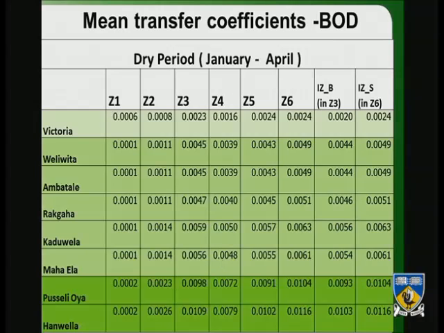And then we calculated transfer coefficients. This is for BOD and DO. I'm just showing only BOD. When I looked at this data, I realized that transfer coefficient means, how I calculated it here, if you put 100 kilograms of BOD in one place, say in zone 1, what is the impact you get for different places? So if I put 100 kilograms of BOD in zone 3, for Ambatale, this is the impact.